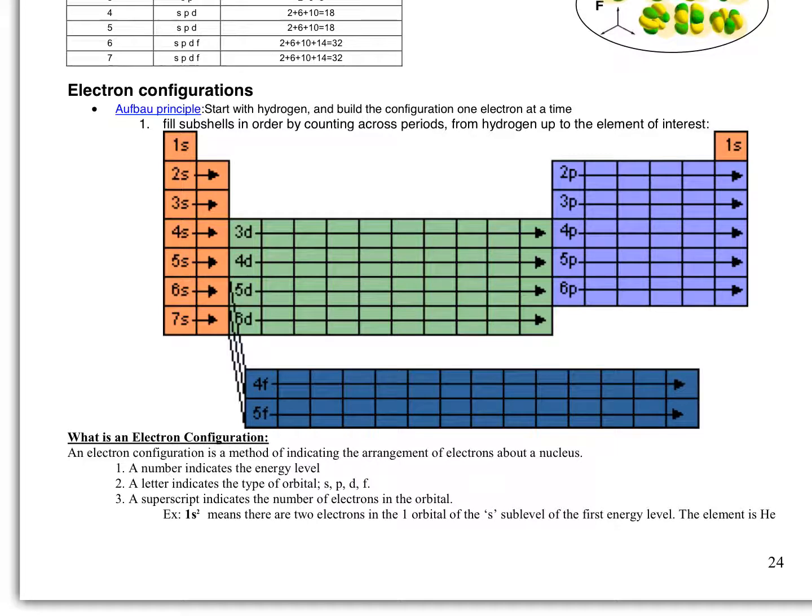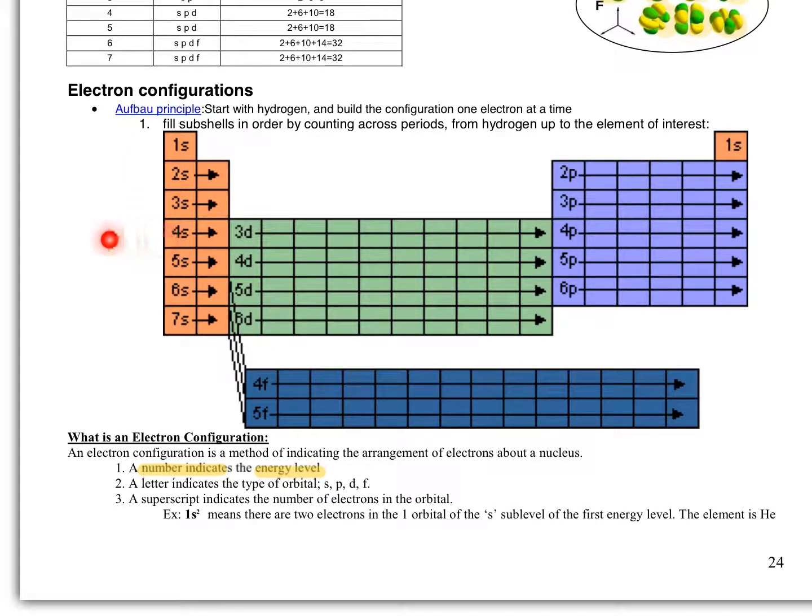So if we're writing our electron configuration, it's going to be a method of indicating the arrangement of electrons about a nucleus. There are some crucial parts to your electron configuration. First, you have a number that will indicate the energy level. On our periodic table, we have our 7 periods, which represent our 7 energy levels. Our s's and our p's follow those trends of 1, 2, 3, 4, 5, 6. Our d's and our f's follow a little bit further up than we would expect.